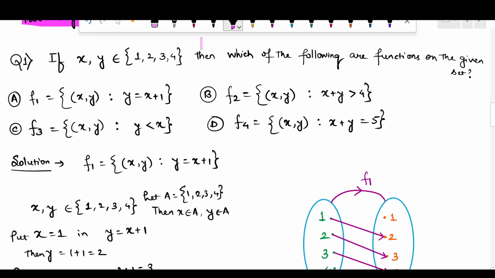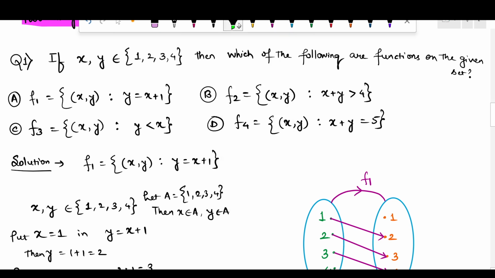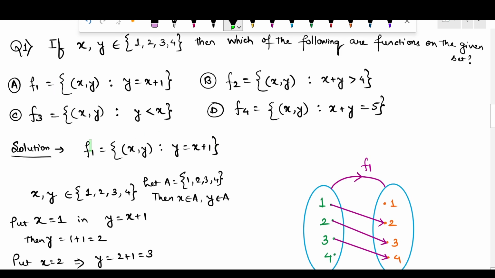Now see this question number 1. It says that if x and y belong to this set {1, 2, 3, 4}, which is the set of the first 4 natural numbers, then which of the following are functions on the given set? So first function, let us check for this, right?